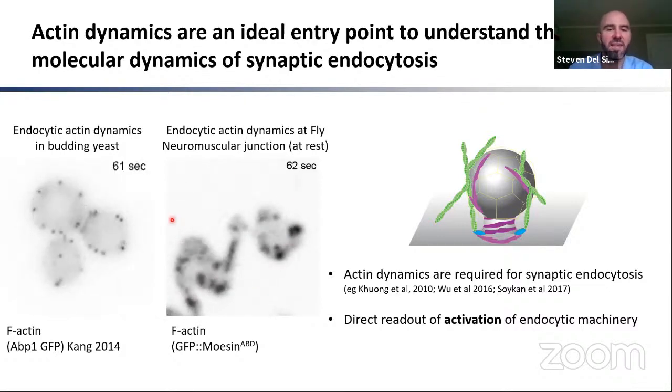And then when we compare that to actin assembly at the NMJ, we see a really similar morphological, dynamic pattern of actin assembly. And you can tell that this isn't a broad reticular mesh of actin, it's assembling in these dynamic puncta. The reason that I think this is a great model to understand how these are activated is because we know that actin dynamics are required both at this synapse and other synapses for synaptic endocytosis. And this is really a fundamental, direct readout of the activity of these proteins.